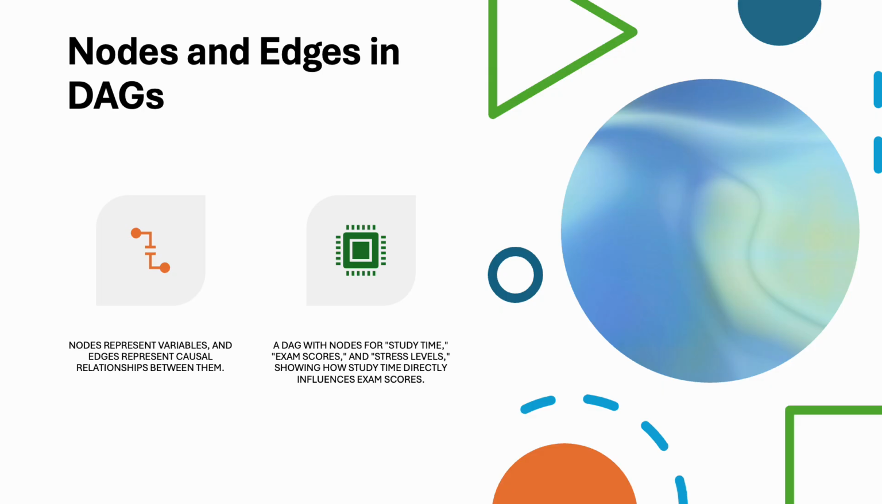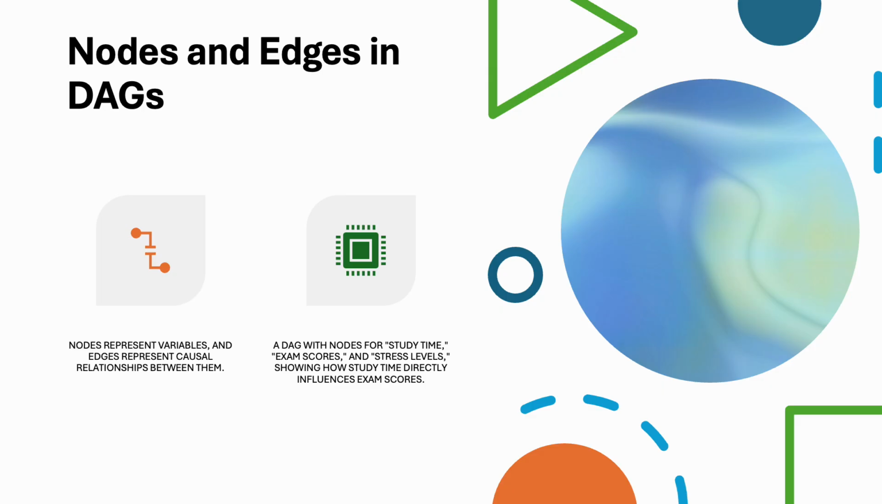In a DAG, nodes represent variables such as study time, exam scores, or stress levels. The edges are the arrows that connect these nodes, showing how one variable influences another. For example, an arrow from study time to exam scores means that studying more directly affects test performance. This simple structure helps us understand complex relationships.